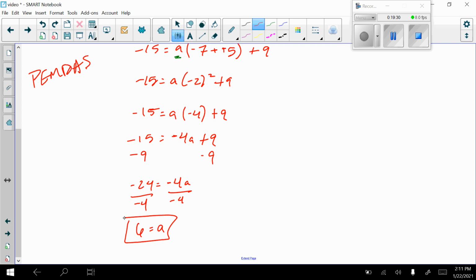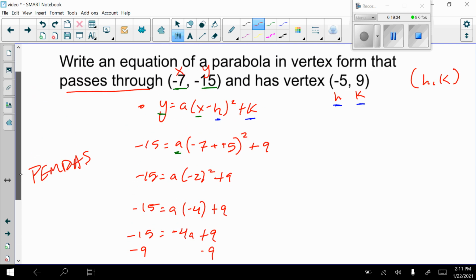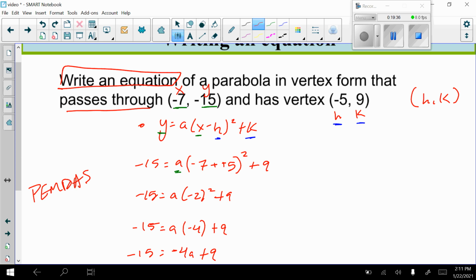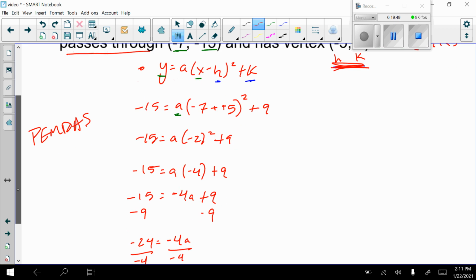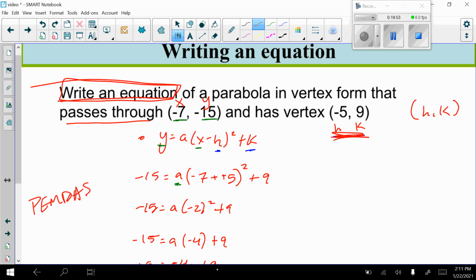Okay. All right, so now you might be thinking, well, Mr. Smith, that's awesome that we know what a is, but I thought we were trying to write an equation, right? That's what this problem is asking us to do. But now we actually have everything we need in order to write the equation. Like I already said, we already know what h and k are. We already have the vertex. And now I know what a is, so I can write the general form of an equation in vertex form.